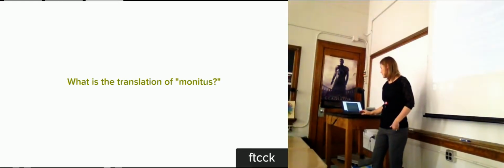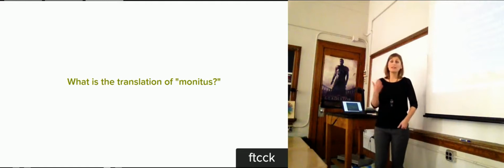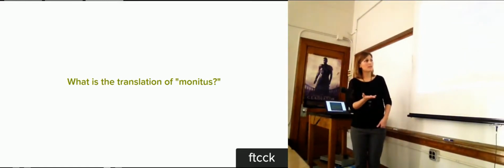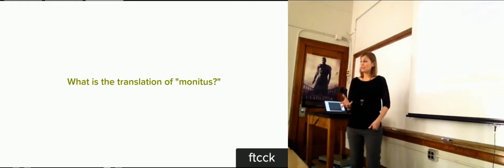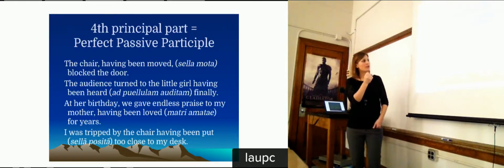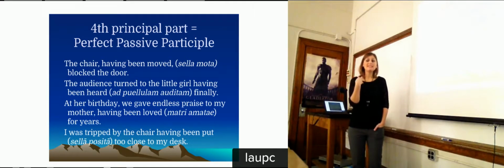Okay, good. So let's take a look at what a sentence would look like if it were to have a perfect passive participle in it. Remember, a perfect passive participle is using an adjective to describe a noun by an action that happened in the past, which makes it perfect, and the action happened to it by something else. The first one, the chair, having been moved, blocked the door. I gave you the Latin of sella mota. So the chair is being described as having been moved. It did not do the moving, and the moving is not happening now. It already happened to it in the past.